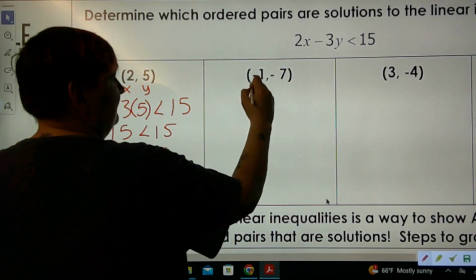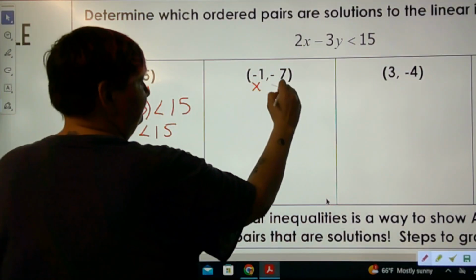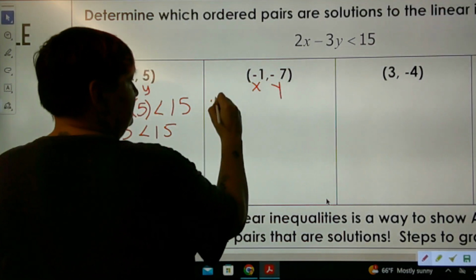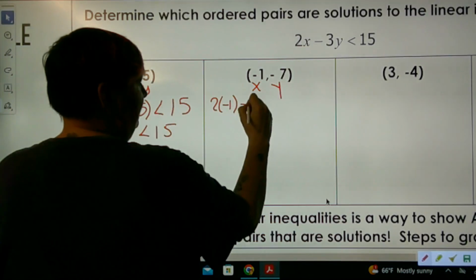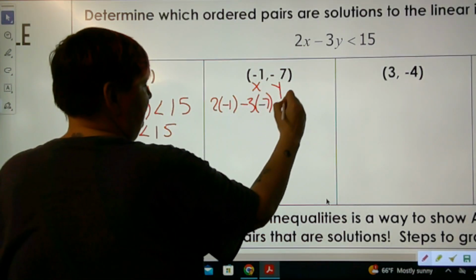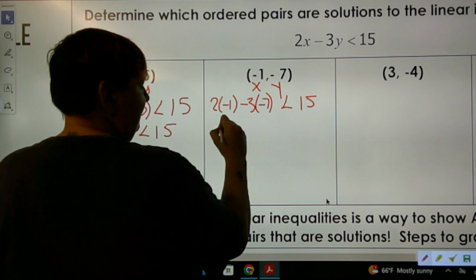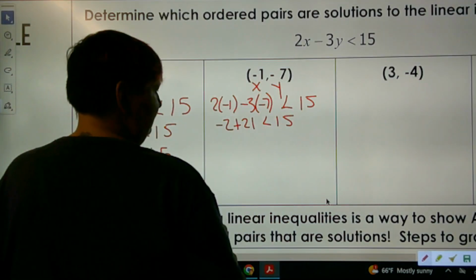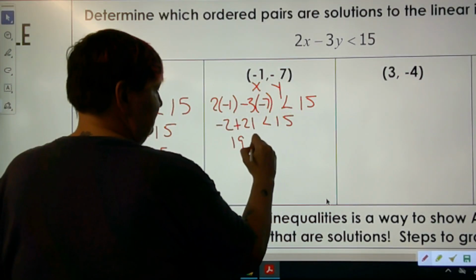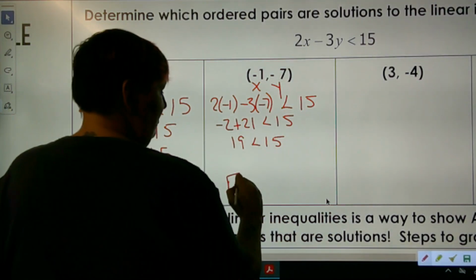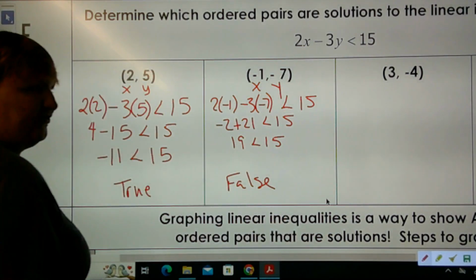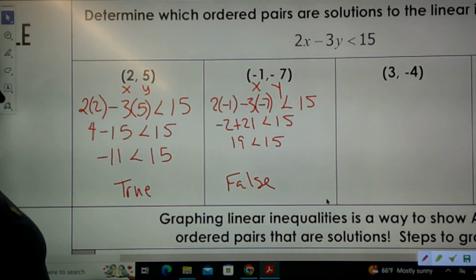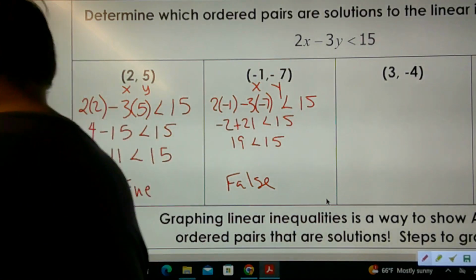Again, x, y. 2 times negative 1 minus 3 times negative 7 less than 15. Negative 2 plus 21 is less than 15. 19 is less than 15. No, it is not. That's false. That ordered pair does not make that inequality true. We'll check the other two.